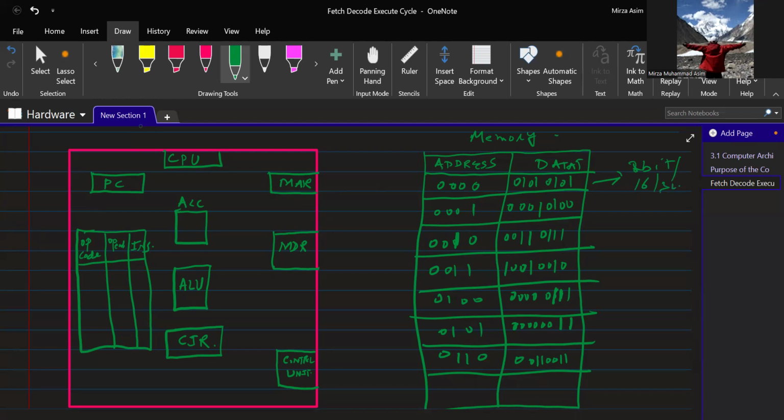ठीक है? So what happens? We have the data. Let me complete this as well. This is the decode part in the CPU. So we have different data, it's messy, but you have to understand it, right? Double zero, double zero, double zero, double zero, and the instruction can be anything.